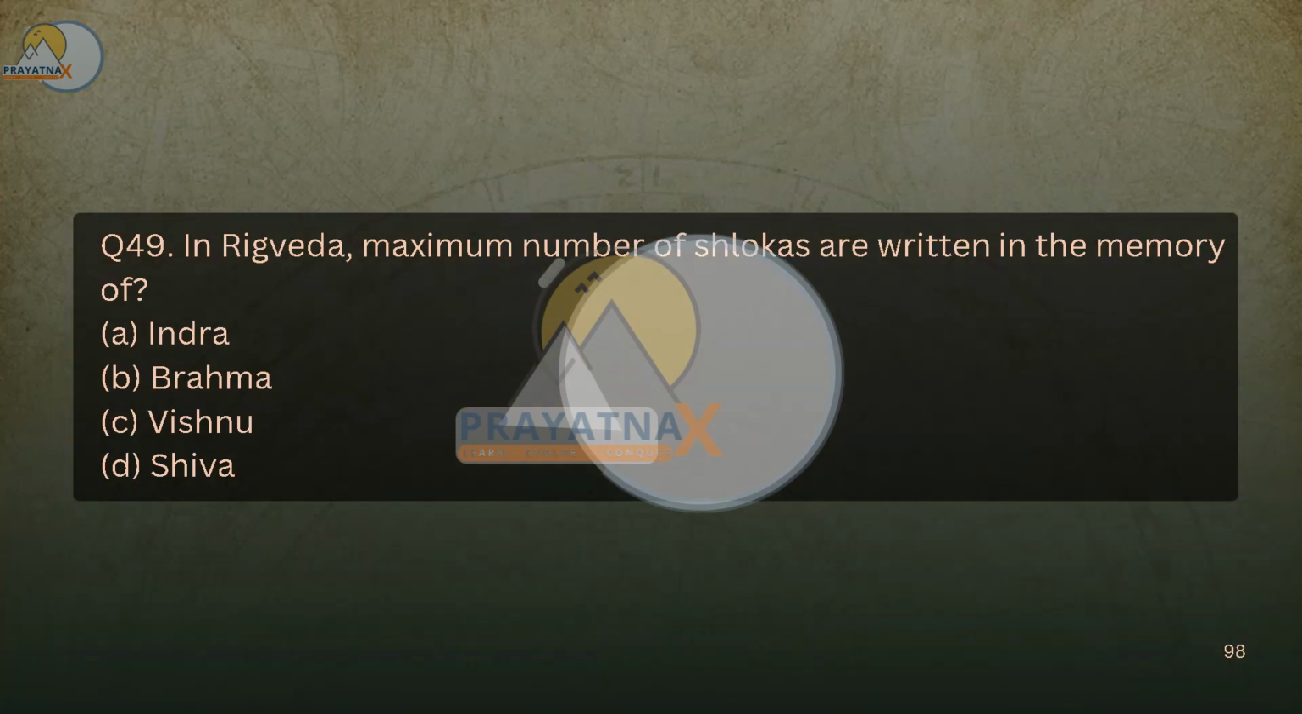In Rigveda, the maximum number of hymns are written in the memory of which god? Indra, Brahma, Vishnu, or Shiva. If you remember the lecture, I told you that although many Rigvedic gods were present, Indra was the most important at that time. So the correct answer for this would be option number A, Indra.